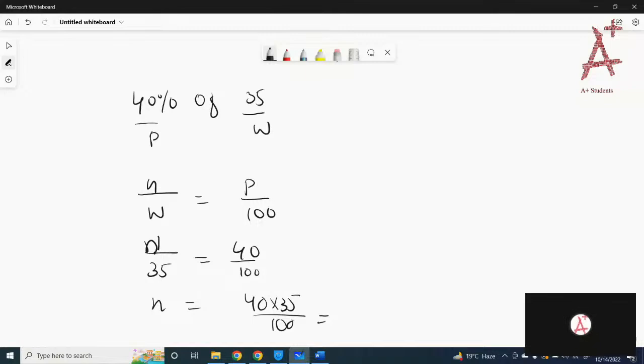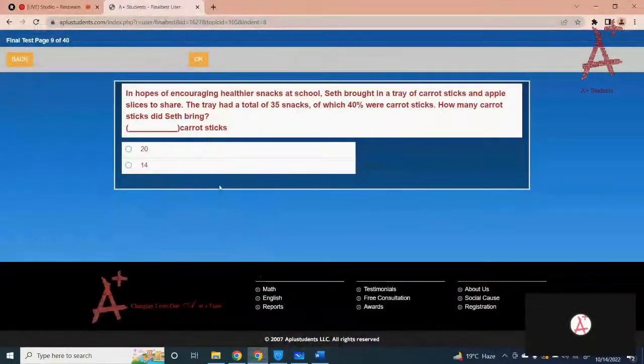Let me just do 40 times 35. It is 1400, and 1400 divided by 100 is 14. Got it? So the correct option is 14. 1400 divided by 100 is 14. Got it? So the correct option is 14. Got it?